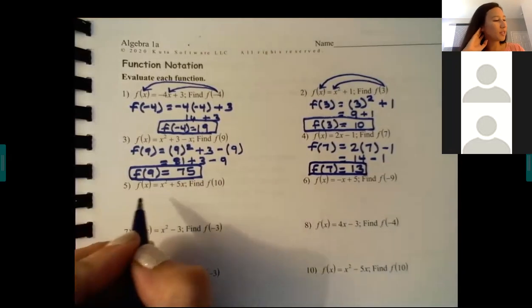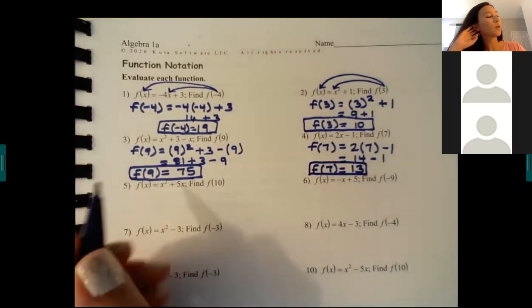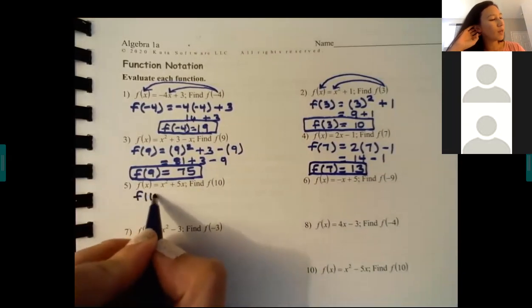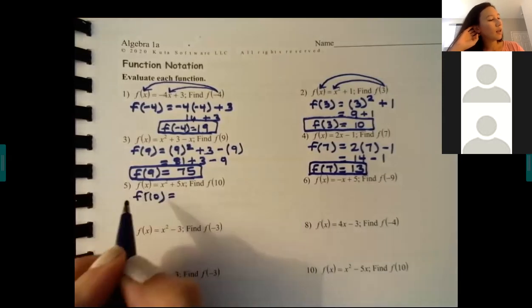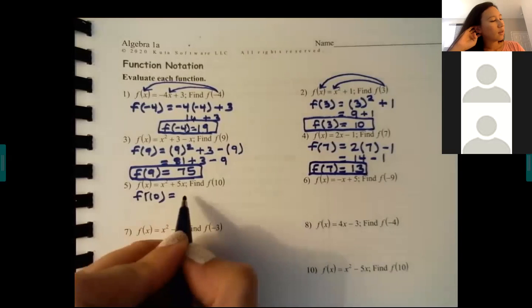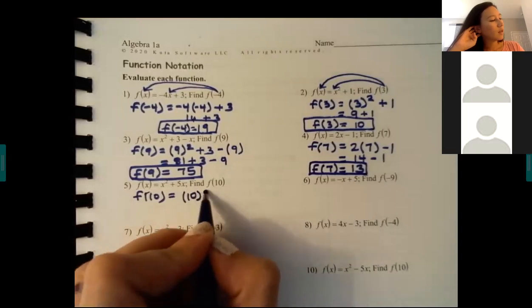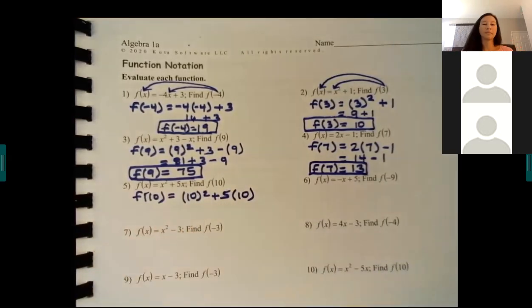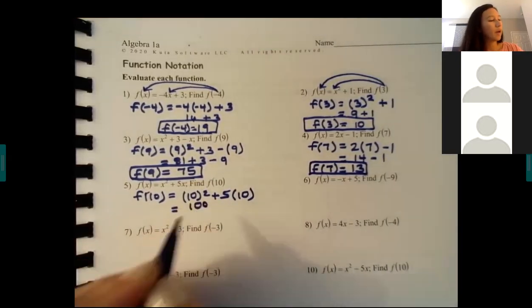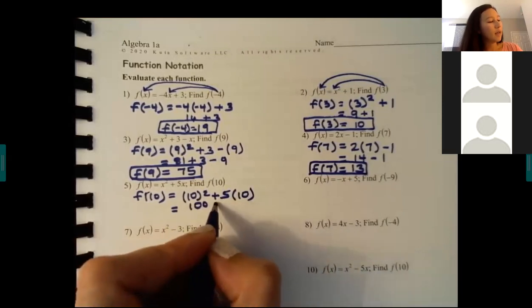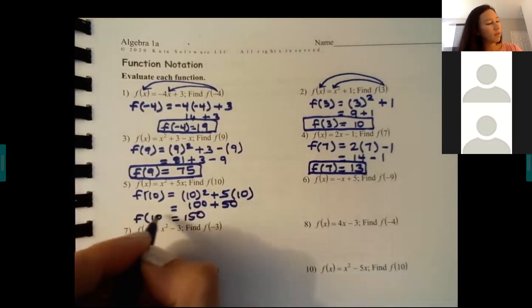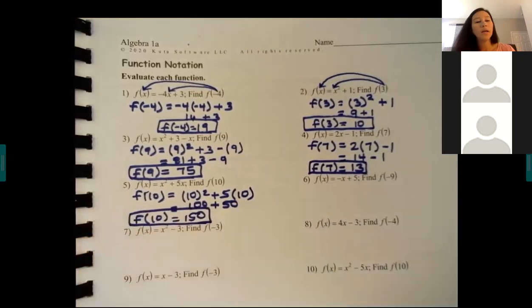Okay, number 5 is a little bit harder, so I'll do that one with you guys. So f of x equals x squared plus 5x. So we have 3 x's here. So we're going to be putting in 10 3 times. So we have f of 10 equals x squared. So we have to do 10 squared plus 5 times x. So 10 squared is 100, and then 5 times 10 is 50. So 100 plus 50, which is 150. So f of 10 equals 150.